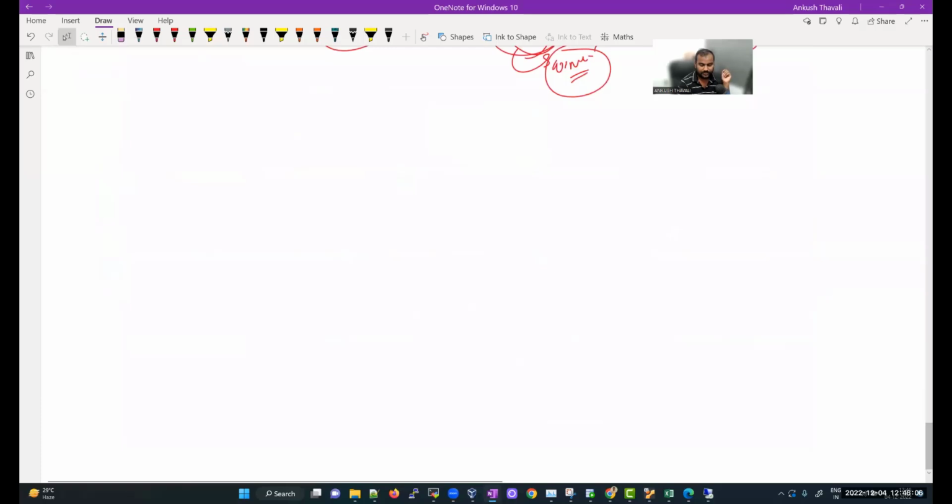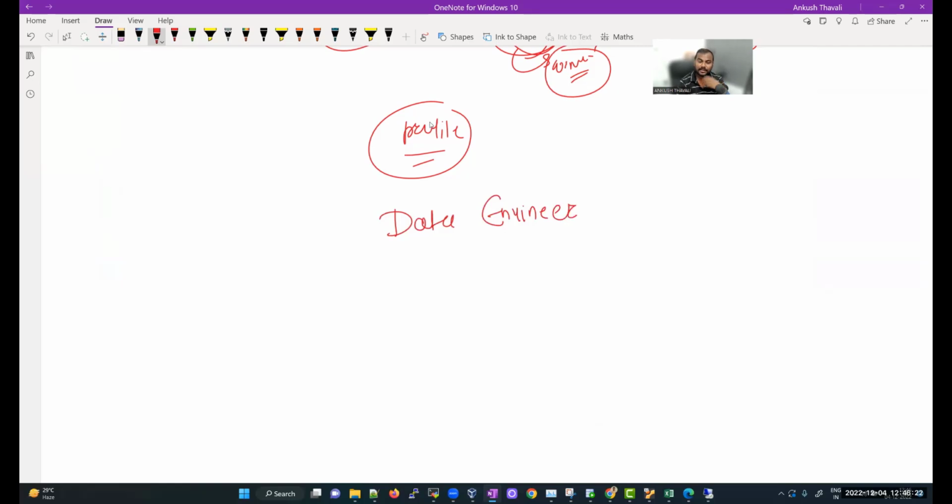So I will talk about the profile now. What we are doing and what we are called in the market. Some people call it a data engineer. When it comes to the data engineer, we are the same people. Some people call it a PySpark developer. Some people call it a Hadoop developer, and some people only call it a Spark developer.